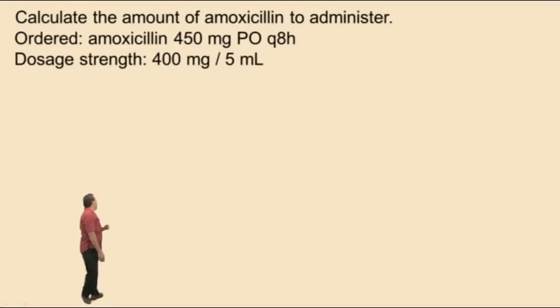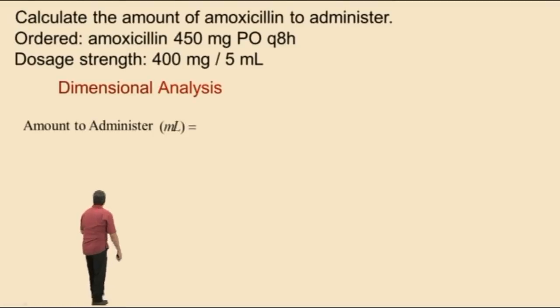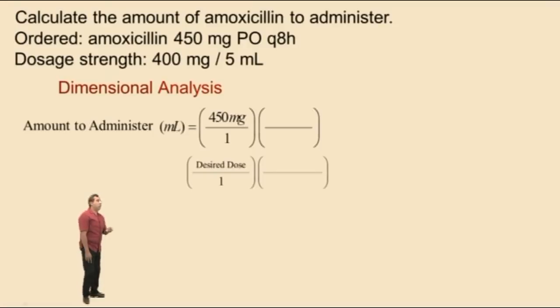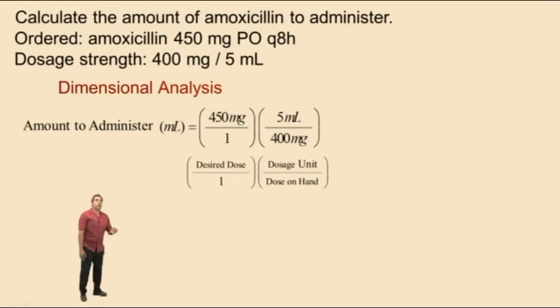Now let's go ahead and perform the same calculation using dimensional analysis, which means we're going to use a conversion factor. Remember, we're asked to calculate the amount to administer in milliliters. So let's begin with our desired dose, and let's write that as a ratio, 450 milligrams to 1. Now we need to convert these milligrams to milliliters using a conversion factor. And the information for the conversion factor is going to come from our dosage strength. But notice here, we put the dose on hand in the denominator because we want those milligrams to cancel. In the numerator, we place our dosage unit. And notice milligrams cancel, leaving us with our desired units of milliliters.